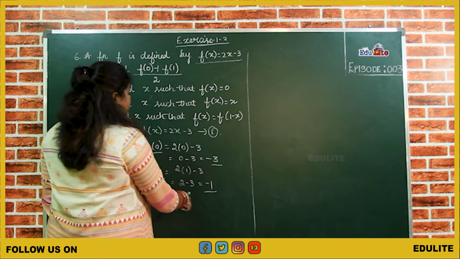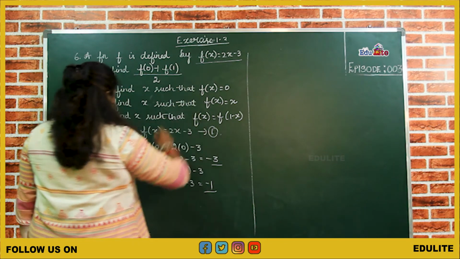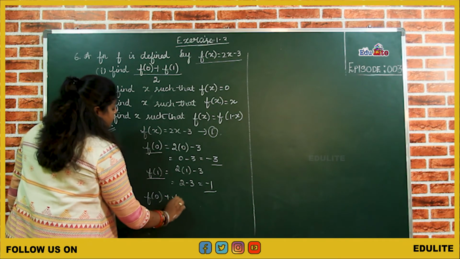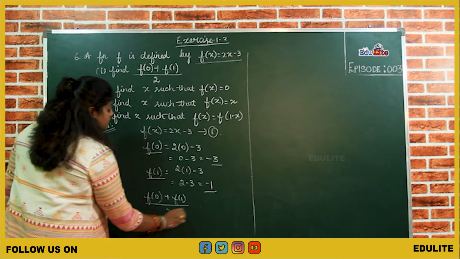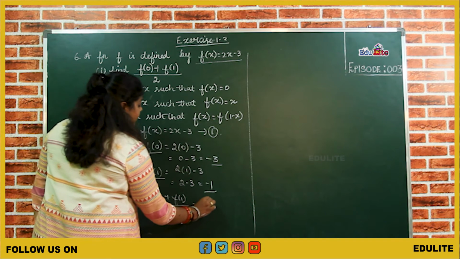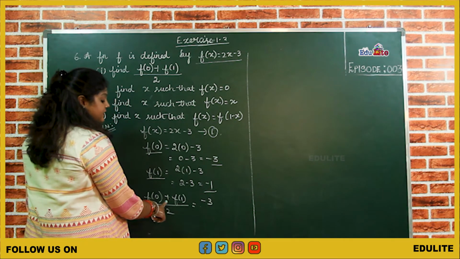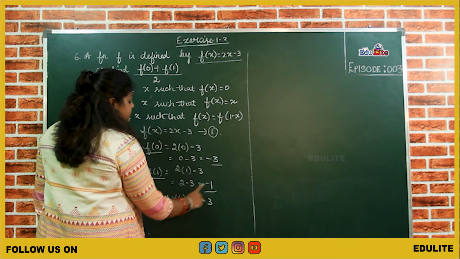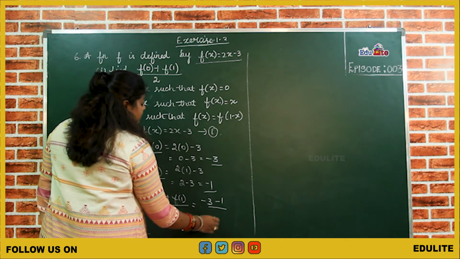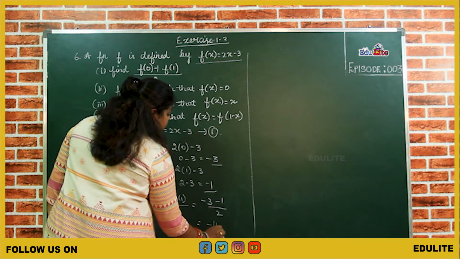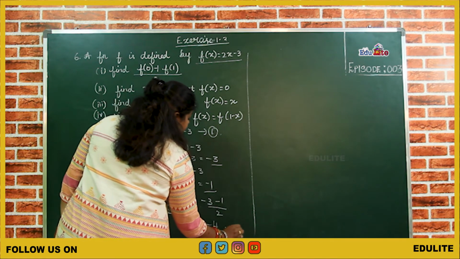Then we will substitute the values of f of 0 and f of 1 in this relation. So, f of 0 plus f of 1, divided by 2. f of 0 value is minus 3. f of 1 value is minus 1. Since here we have plus, it will become plus into minus, minus 1, divided by 2. Minus 3 minus 1 will become minus 4 by 2, which is minus 2.